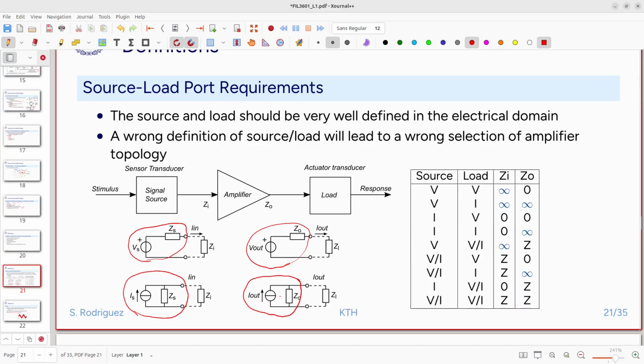When we take the type of amplifier that will be in the middle of these sources, if we assume that my source is a voltage source and the load is resistive, then the best option for my amplifier is to have infinite input impedance, and zero output impedance. This will be the kind of amplifier that I will want to design. So this is for input voltage and output voltage.